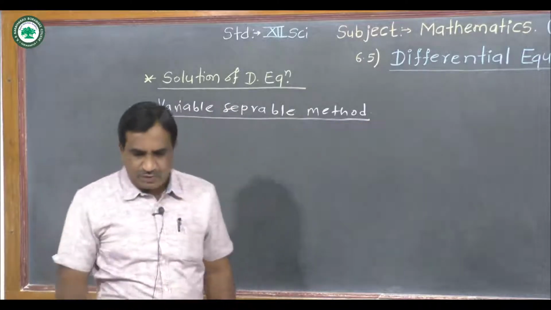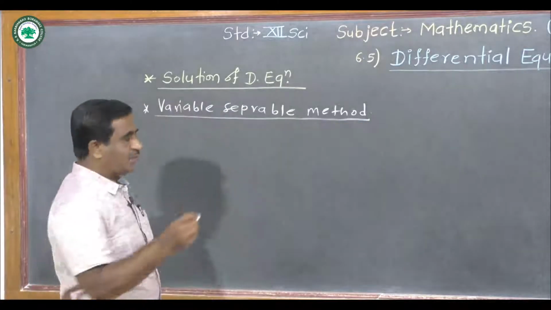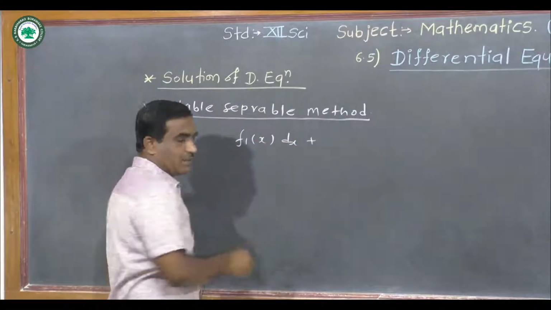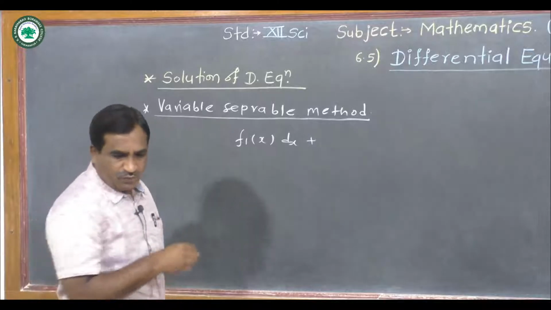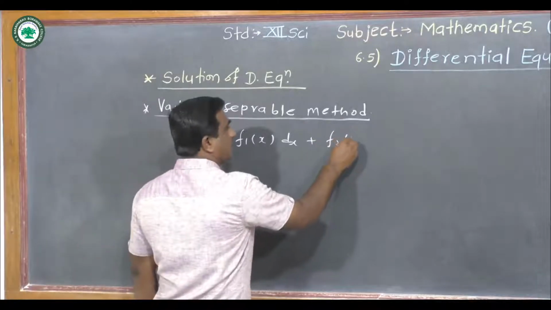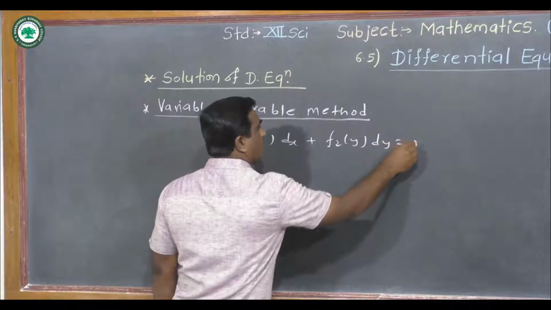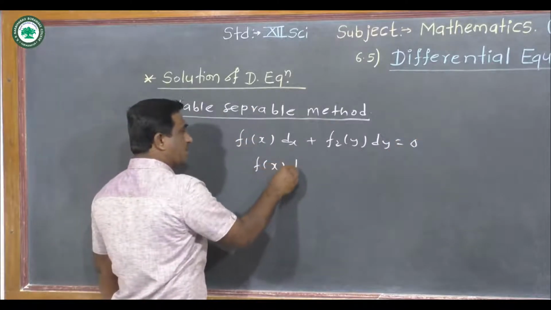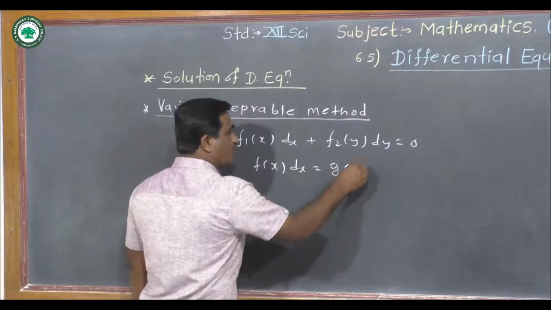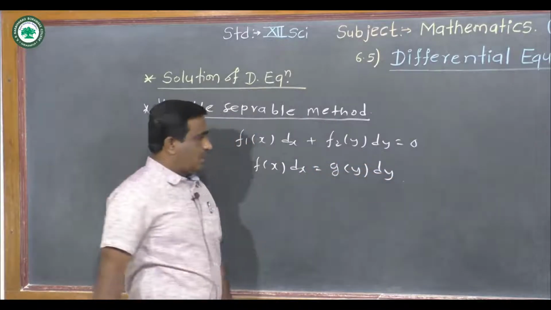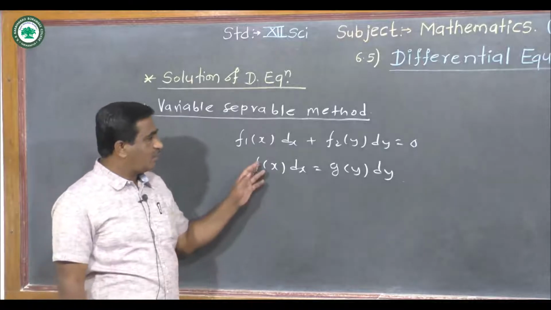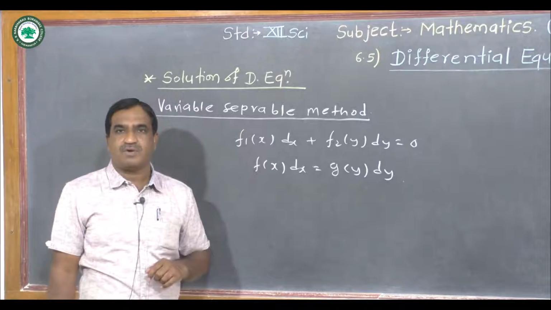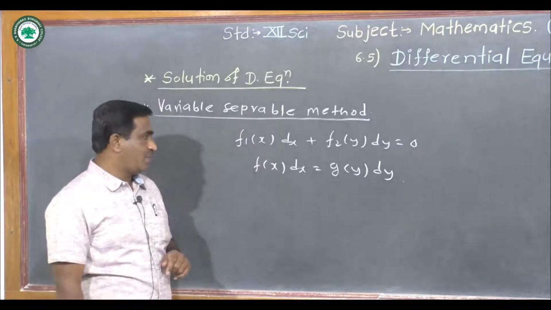Now in this method we are going to study the equations of the type f1 of x dx plus f2 of y dy equal to 0, or the equations of the type f of x dx is equal to g of y dy. The equations which are put in these two forms are called variable separable form of the differential equations.